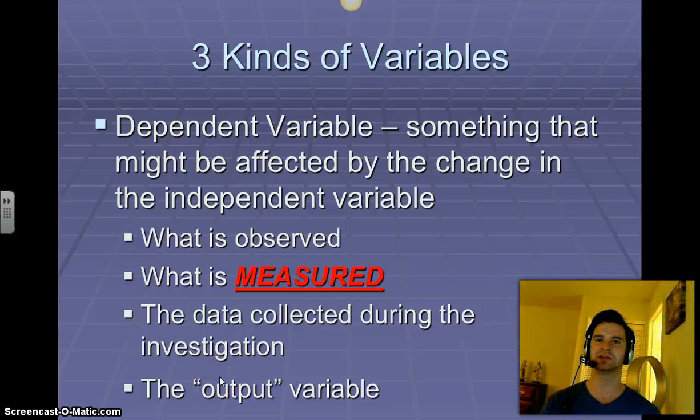Remember we talked about qualitative and quantitative. The dependent variable is our data that we collect. It could be measured, it could just be observed. Those are our outputs. Okay? So the independent variable is what I change in an experiment. The dependent variable is the information that I gather from that change.